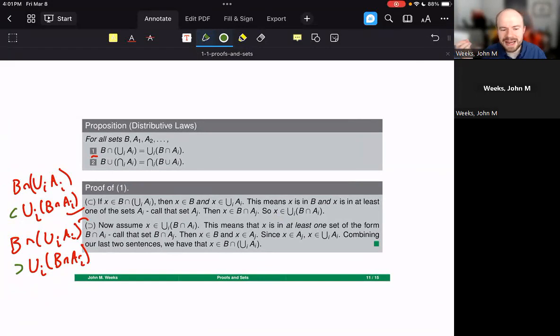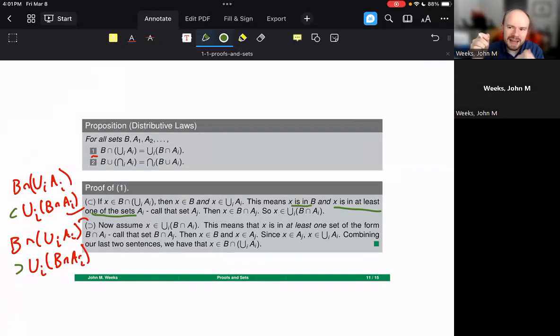Well, what does it mean for X to be in this intersection? Because that's really what's happening on the outermost layer. It means that X is in B, and X is in the union of each of these A sub I. Well, what does that mean? X is in B is X is in B. Well, I'm not going to change much about that. I'm also going to say that X is in the union of A sub I to say that X is in at least one of the sets A sub I. Well, I'll call that set A sub J to distinguish that from the other sets A sub I that I'm using.